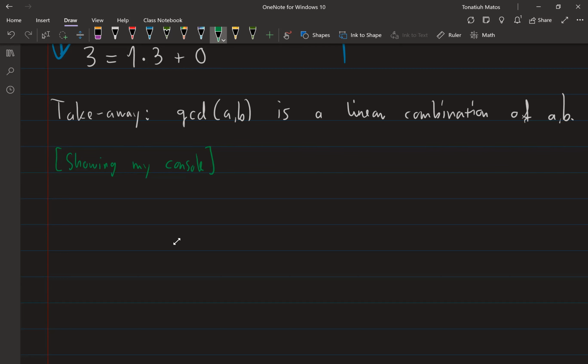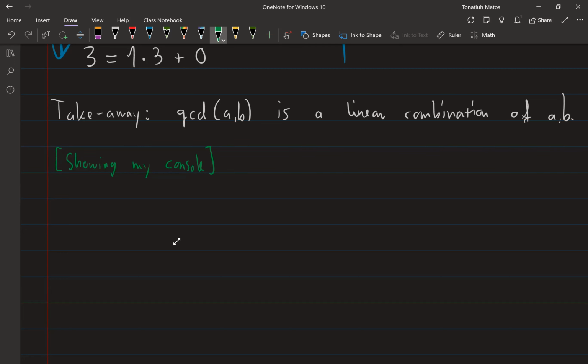Okay, so in the meantime, let me just show you my console. This is mostly for those interested in computer science. This is slightly out of the scope of this course, but I like this sort of stuff. Let me see if I can make this work. So I'm sharing my console and I just open up a Python terminal.